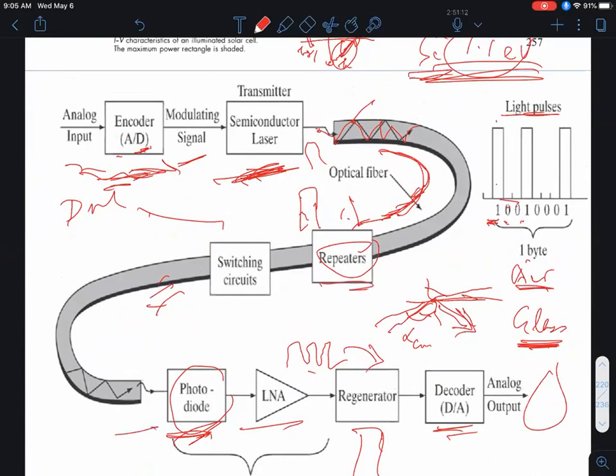And then at the other end, these optical signals are converted back into electrical signals using a photodiode photodetector. You electrically shape the signal, and then you finally have a D to A converter to convert the original digital signal back into an analog output.